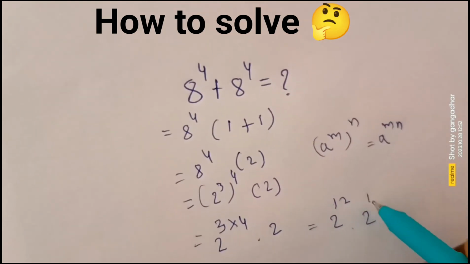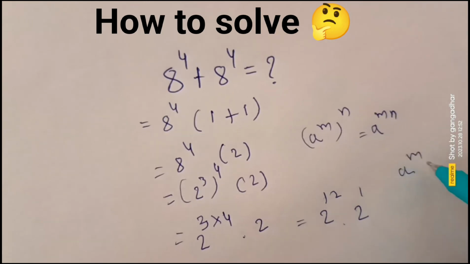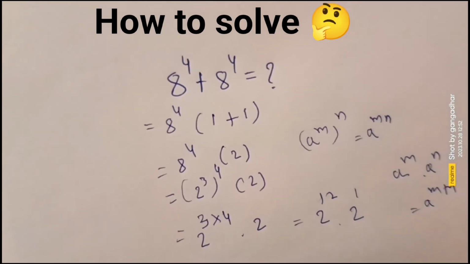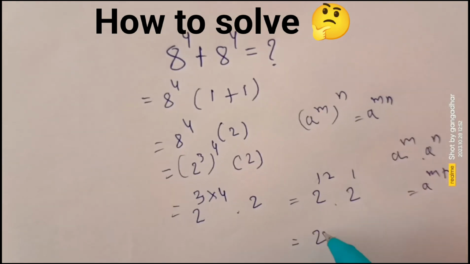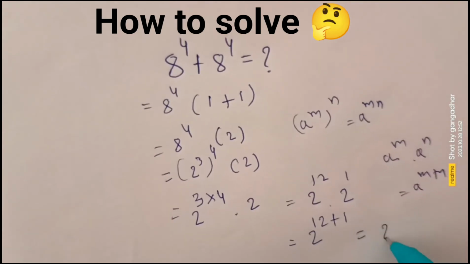We know another formula or identity: a to the power of m into a to the power of n is equal to a to the power of m plus n. Therefore, it is equal to 2 to the power of 12 plus 1. Therefore, the answer is 2 to the power of 13.